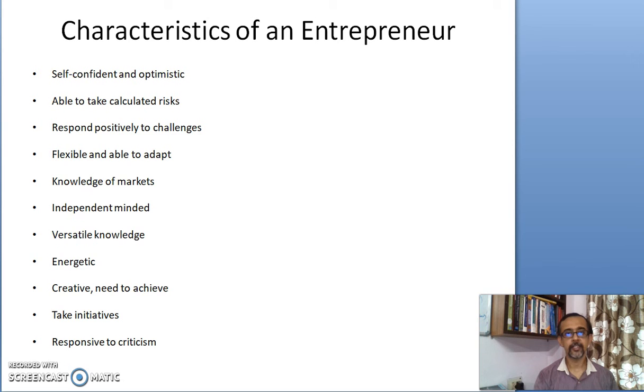Taking initiative is another important characteristic of the entrepreneur. The entrepreneur must take all the initiatives that may come in front of him. He must be experimental in nature and must understand the initiatives and opportunities that may come in front of him. And he must be well prepared to take advantage of those initiatives and opportunities.